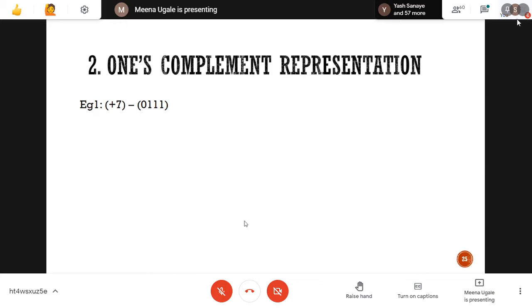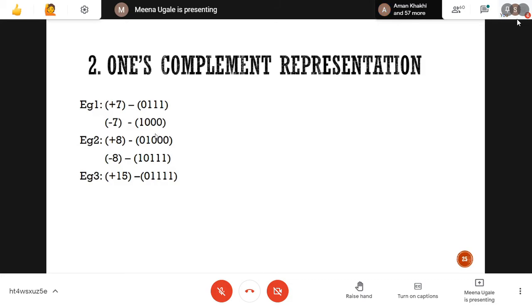Some examples here you can see. +7, I have written 0111. -7, I have written 1000. Because I am just inverting the bits from 0 to 1 and 1 to 0. Inverting is called as ones complement. Another example here, +8, -8. Whatever is the representation, I am just inverting that.